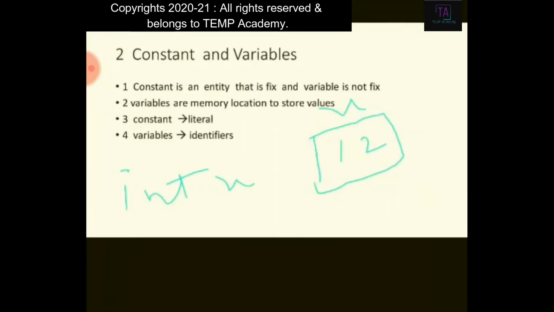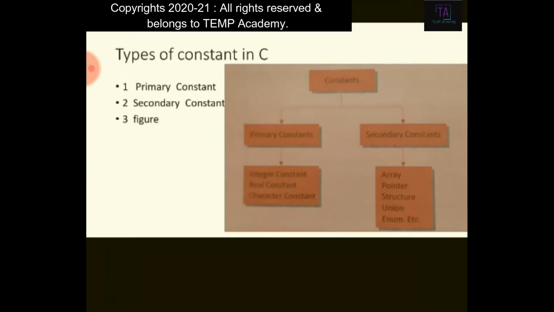Next topic is types of constants in C language. There are two types of constants in C language, primary constants and secondary constants. Primary constants are integer constant, real constant, and character constant. And secondary constants are array, pointer, structure, union, enum, which we can see in the given figure.